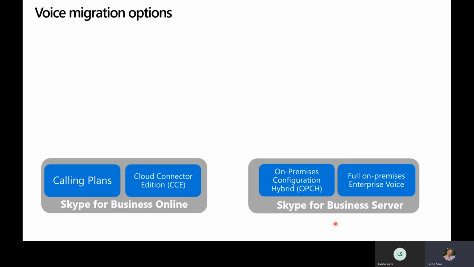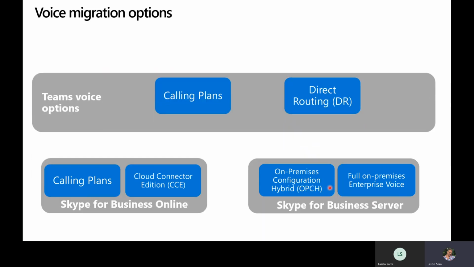On-premises, you have 2 configuration options here. One is you deploy full enterprise voice using a Skype for Business Server environment, or you may be in a hybrid environment. On-premises configuration hybrid, you might have heard this as OPCH. This is the scenario where an on-premises Skype for Business or Lync Server environment supports Skype for Business Online users. Okay, it's a very important distinction here. We will talk more about OPCH coming up.